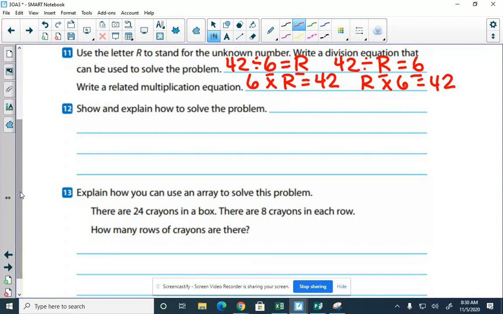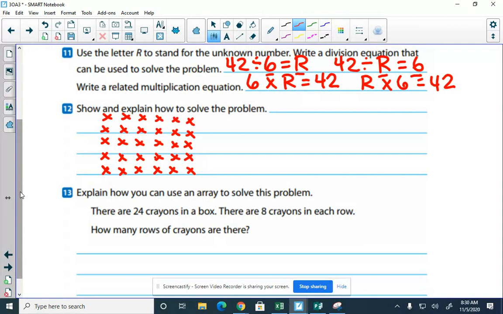If we're going to make an array, we would put 6 in a row like they showed us on that first slide. 1, 2, 3, 4, 5, 6, 7, 8, 9, 10, 11, 12, 13, 14, 15, 16, 17, 18, 19, 20, 21, 22, 23, 24, 25, 26, 27, 28, 29, 30, 31, 32, 33, 34, 35, 36, 37, 38, 39, 40, 41, 42.